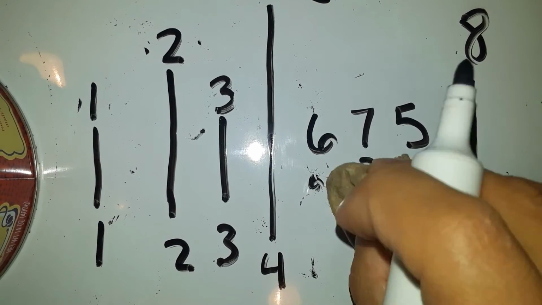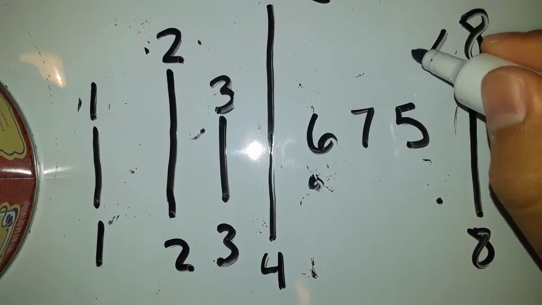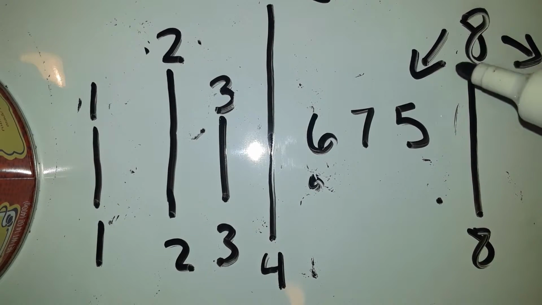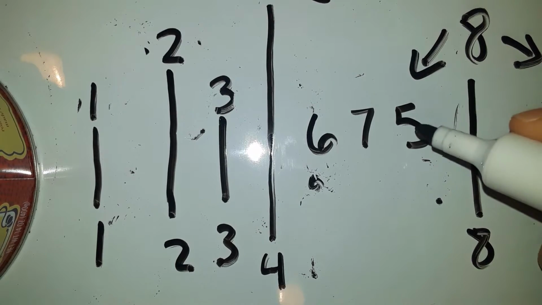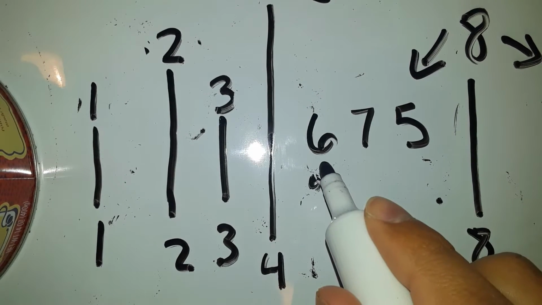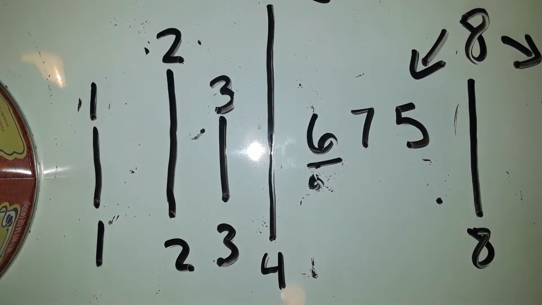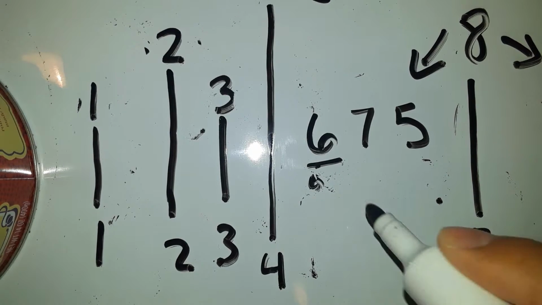And now, let me clean this up a bit. Now we're going to check all the unchecked numbers on the left and the right of 8. So now, what is the smallest possible index of items we haven't checked? In this case, it's going to be this 6. So this 6 is our new pivot.